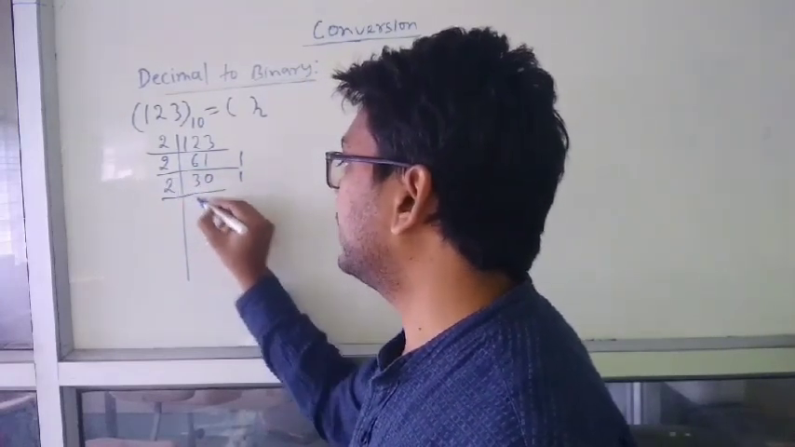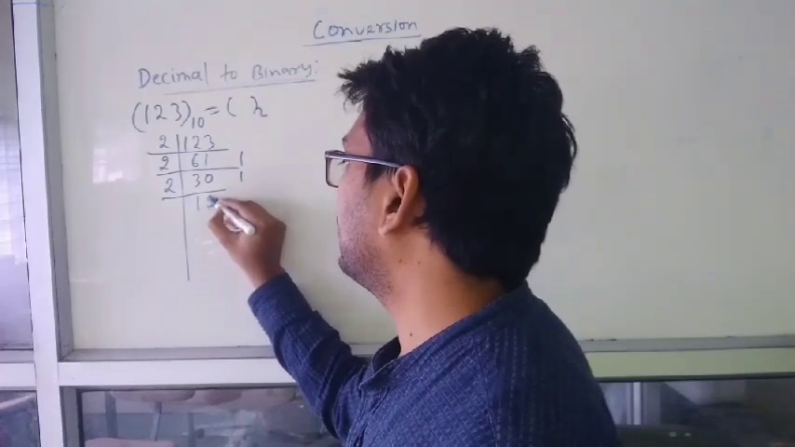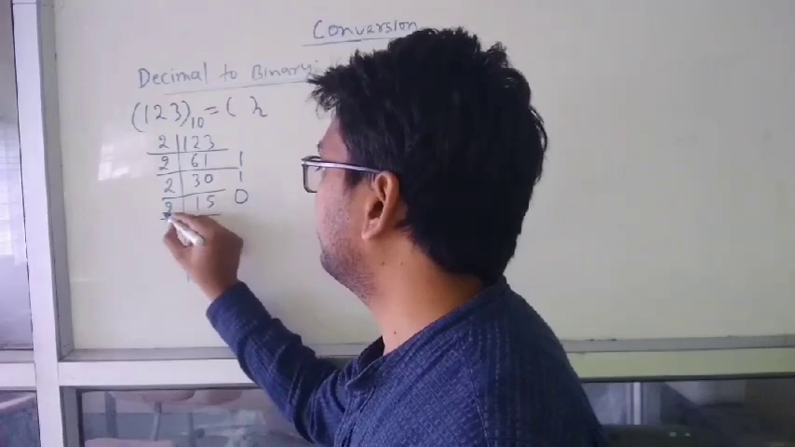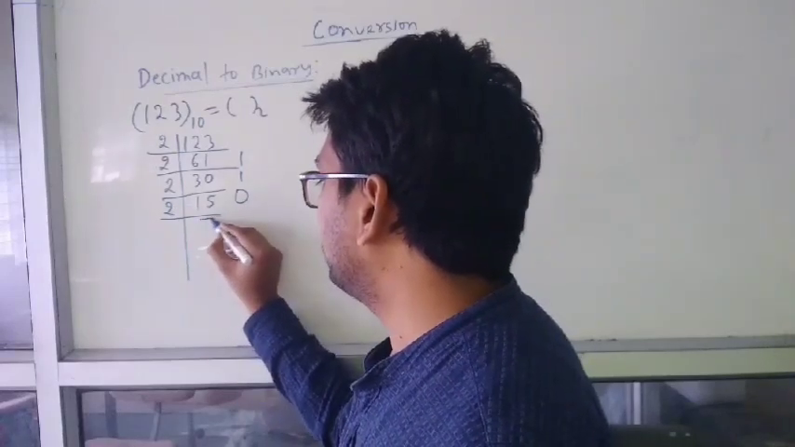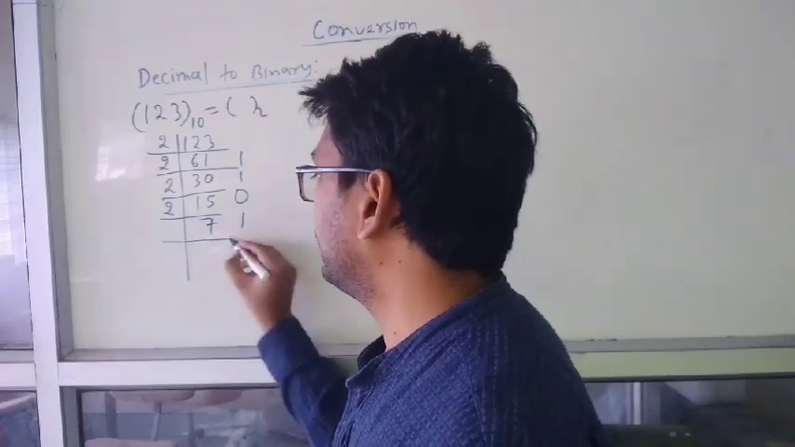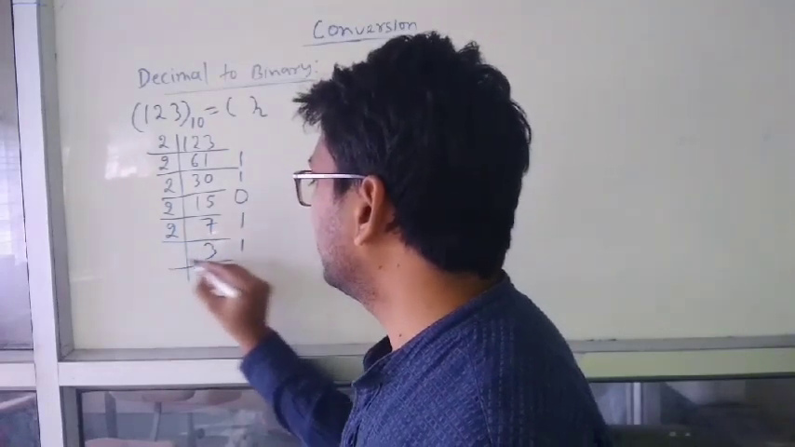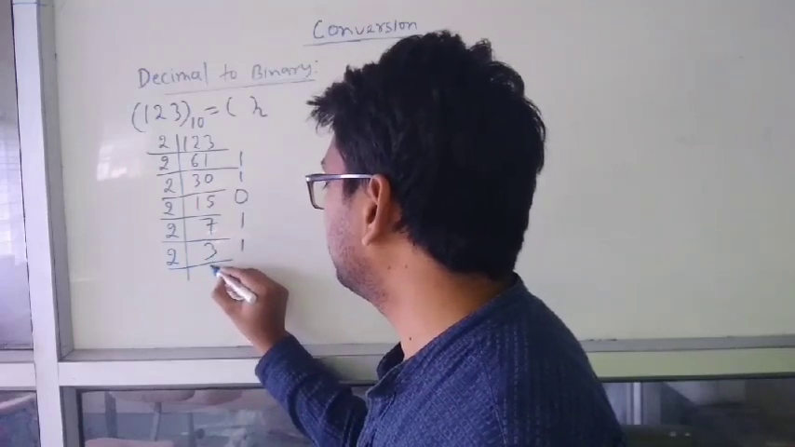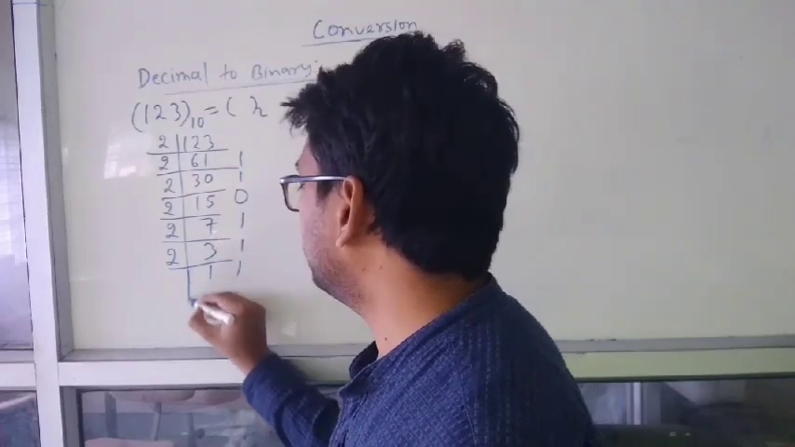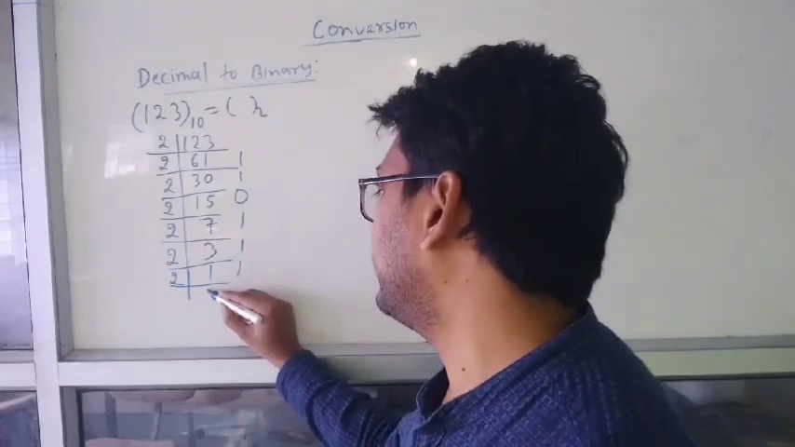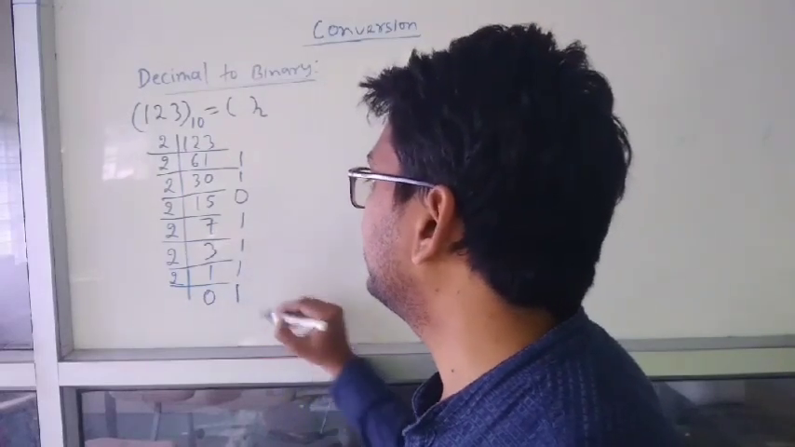When we divide 30 by 2, the answer will be 15 and the remainder will be 0. When we divide 15 by 2 again, the answer will be 7, the remainder 1. Dividing 7 by 2, we get 3, remainder 1. Dividing 3 by 2, the answer will be 1, the remainder again 1. Next we divide 1 by 2. Now we cannot divide, so the answer will be 0 and the remainder will be 1.